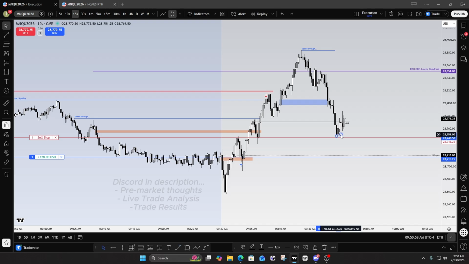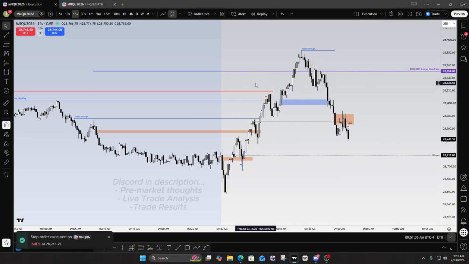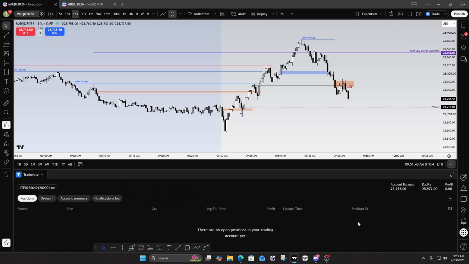We're starting to reject. We have an SMT now at these 15-second lows. So next case, if we inverse this, then I'm looking for a run higher. But as you can see, we don't do that. We start running lower. And very soon here, we do get stopped out. Boom.